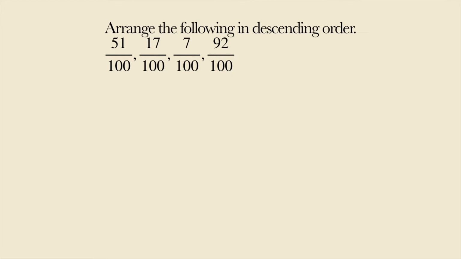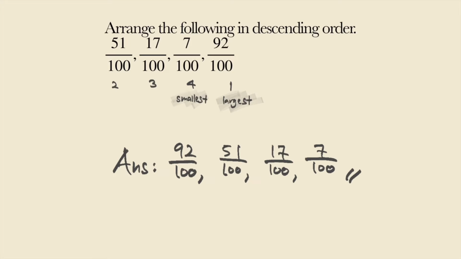The question asks, in descending order, arrange them. So descending as in from largest to the smallest. So if you think of it as an exam score, it's quite obvious that 92 out of 100 is the highest score, and then you go down to 51, to 17, to 7 being the smallest. So point of note, when the denominators are all the same, you can value the fractions based on the numerators. That's it. If, again, the denominators are all the same. The answer, therefore, is this.